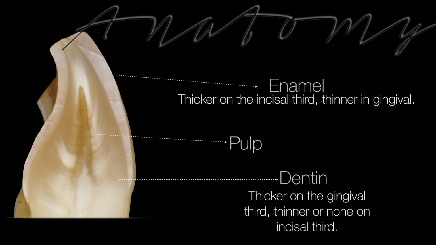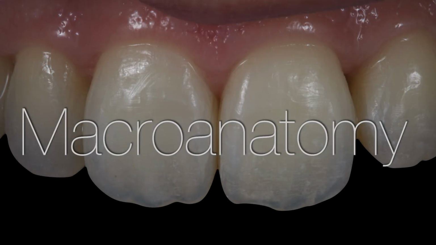Contrary to this, we have the dentin, the tissue underneath the enamel. It's thicker on the gingival third, and it gets thinner and also disappears on the incisal edge. And then we have the pulp. The pulp, for this type of restoration, is not as important. So in terms of macroanatomy, we talk about the contour.